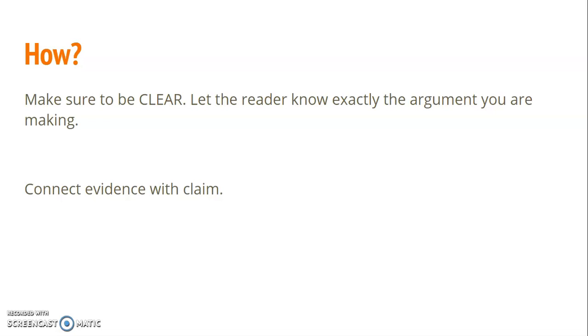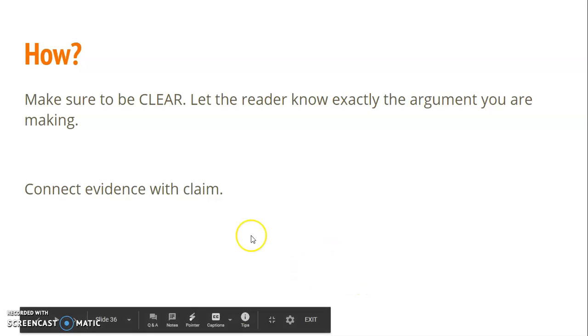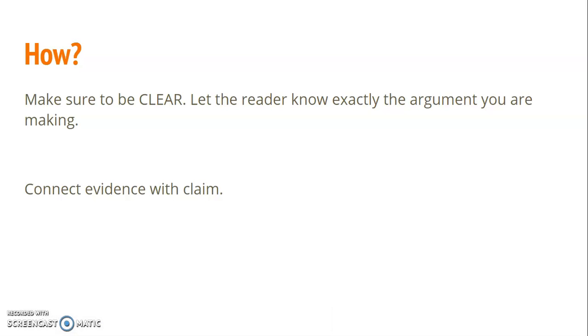So make sure to be clear. A lot of the time, when people lose points for reasoning, it's because they don't put in enough detail. This is the most important part of your essay, and this is essentially what I'm looking for. You want to let the reader know exactly what argument you are trying to make. Don't assume that the reader knows anything. Assume that they know nothing about your topic. So you're going to explain everything clearly, explicitly, and directly as to how that evidence connects with your claim. Make sure you're always connecting and always explaining exactly how that happens.